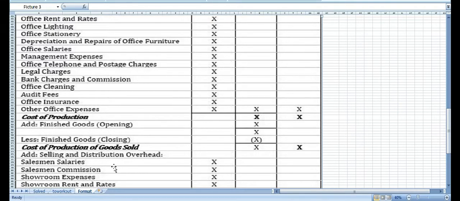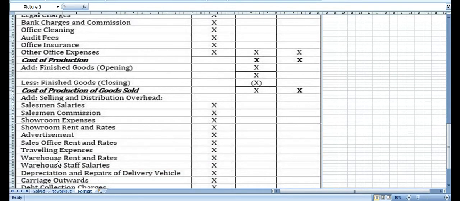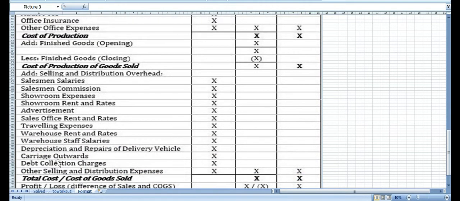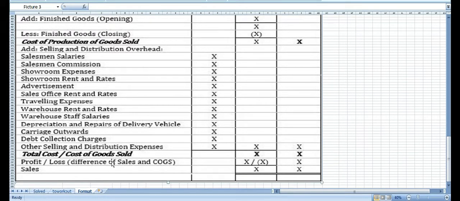So what are the items from the sales point of view: showroom sales and traveling expenses, warehouse expenses, carriage outwards, and other selling and distribution expenses. It will give you the total cost. Once the total cost is calculated, if the sales value is provided and you subtract the total cost from the sales value, it will give you whether it's a profit or loss.